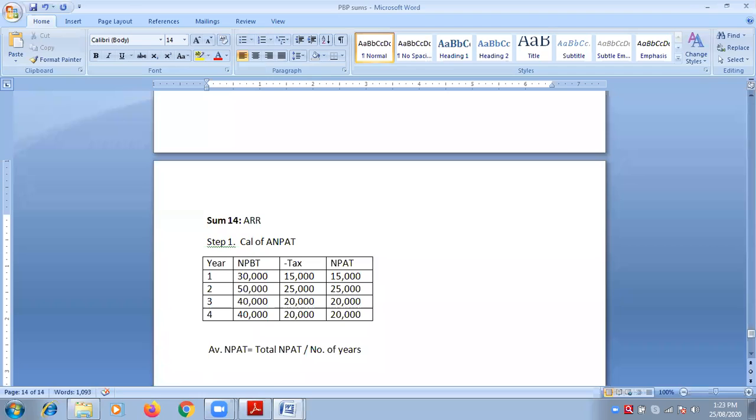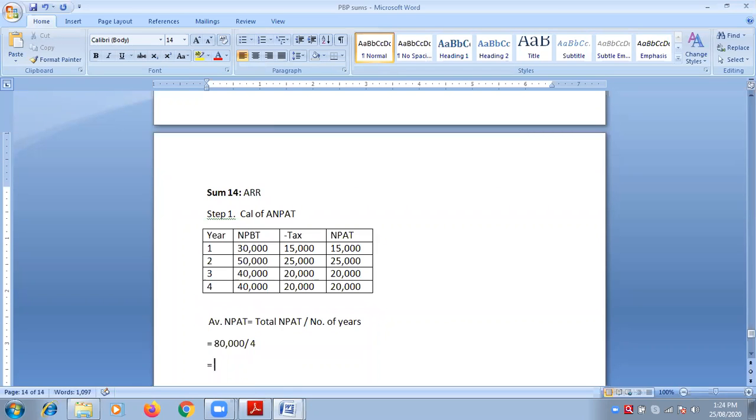Okay. What is total net profit after tax? This last column's total. Yes, last column's total is 15 plus 25 plus 20 plus 20. What is the total of the last column? 80,000. Yes. The last column's total is 80,000 divided by 4 years. So my answer is 20,000.